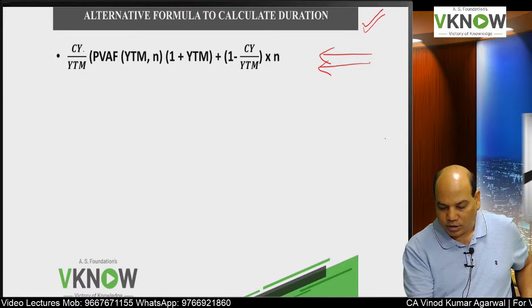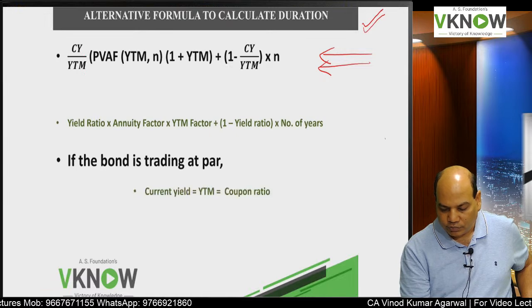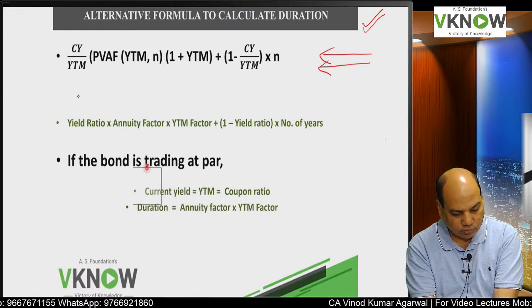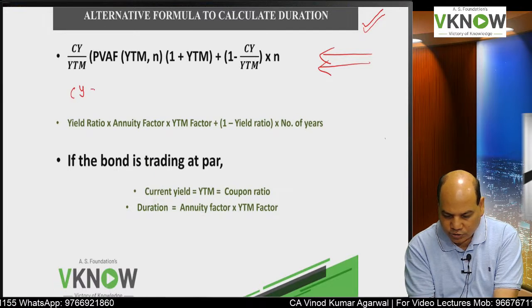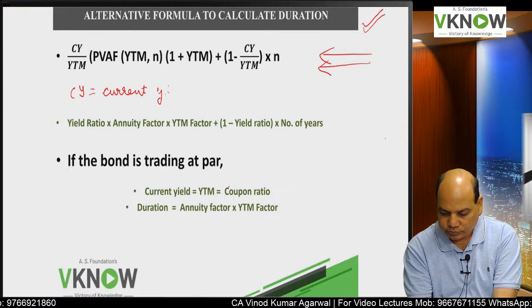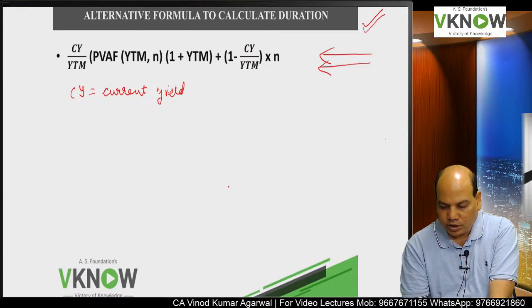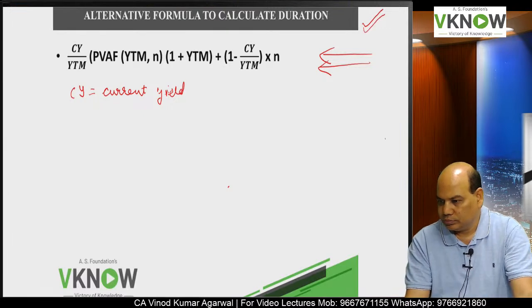The formula is CY upon YTM. Then your question is, what is CY? CY means current yield. In your book I think I have written. If not written, write down CY means current yield. Formula is printed in the book, so don't write. In bold letters it is printed. So CY stands for current yield. YTM is yield to maturity, that you know.